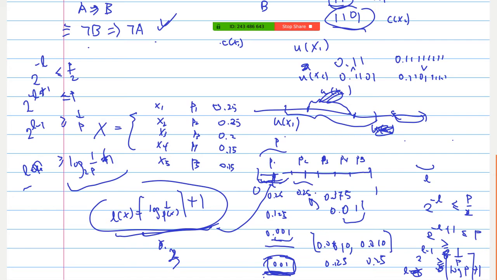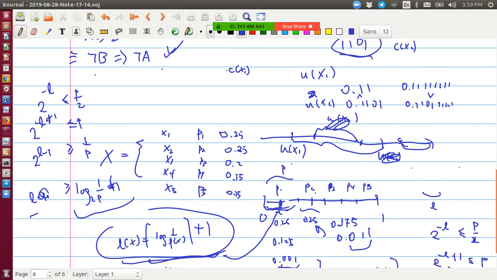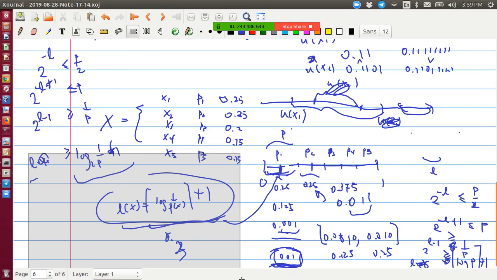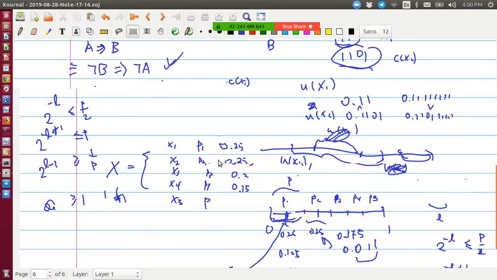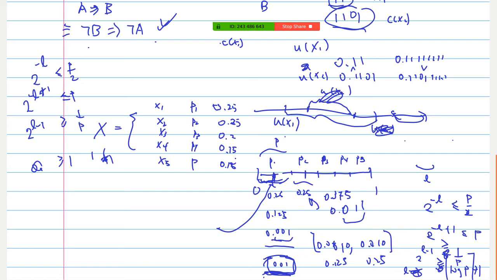P3 here, I want to have more space. Maybe I erase something. Let me think, I can erase this at least. So here, for the third one, maybe I'll use another color.